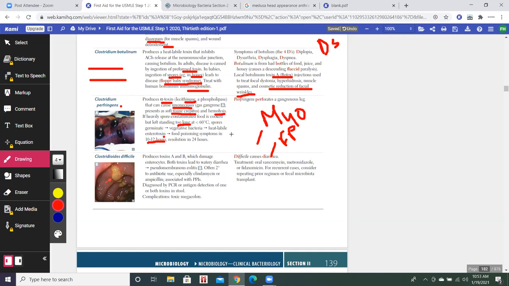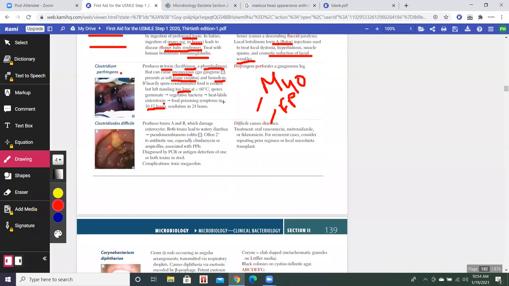Clostridium perfringens, the enzyme is lecithinase. This lecithinase enzyme is high yield for the fact that it can cause gas gangrene. Okay, so gas gangrene. It's also called necrotoxin. So alpha toxin, it's a lecithinase. Don't forget this. Did we study this when we studied the exotoxins? Yes or no? Okay, good.